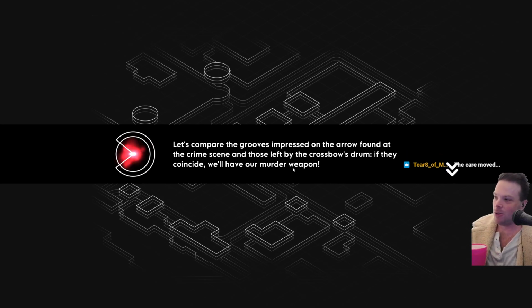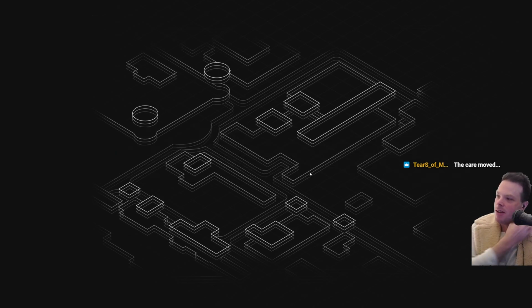Let's compare the grooves impressed on the arrow found with the crime scene and those left on the crossbow drum. If they coincide, we have our murder weapon.